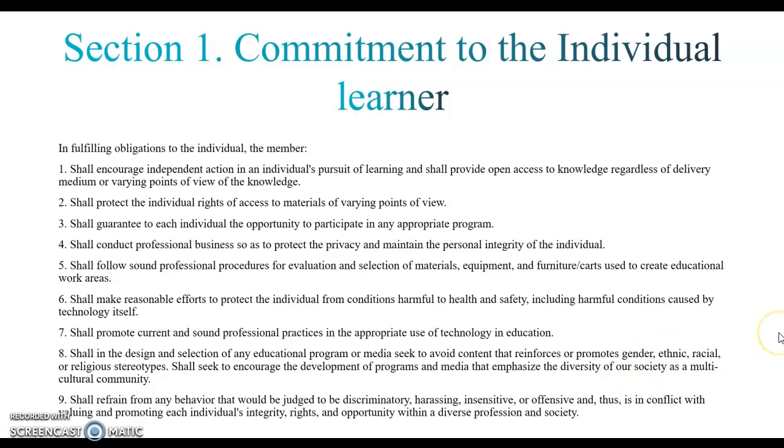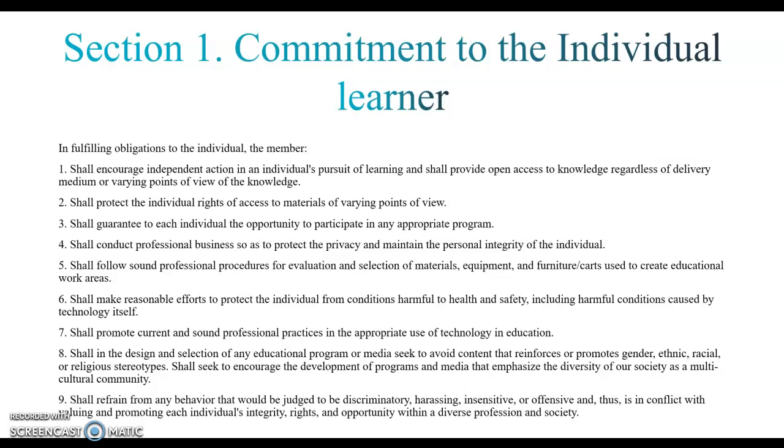Section 1, commitment to the individual learner. First, shall encourage independent action in individuals' pursuit of learning and shall provide open access to knowledge regardless of delivery medium or varying points of view of the knowledge. Second, shall protect the individual's rights of access to material and varying points of view. Third, shall guarantee to each individual the opportunity to participate in any appropriate program. Fourth, shall conduct professional business so as to protect the privacy and maintain personal integrity of the individual.